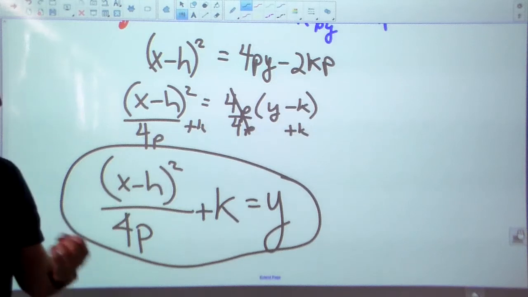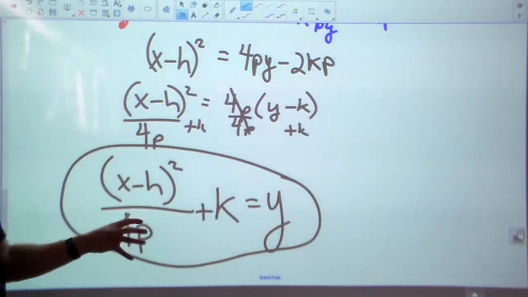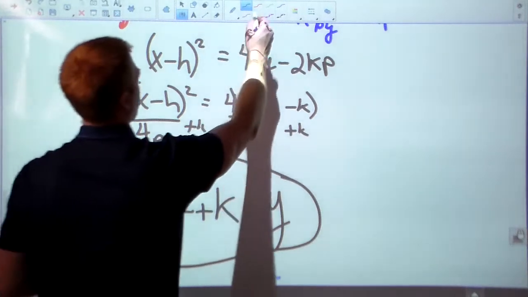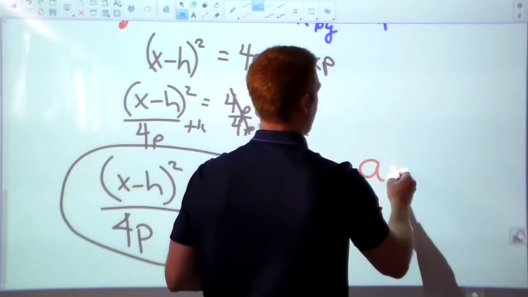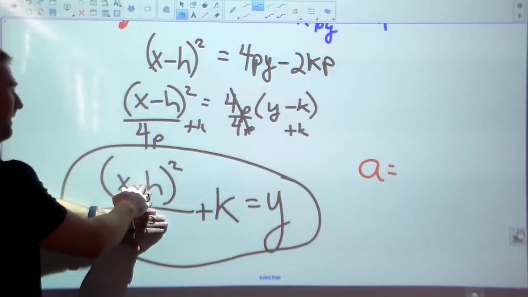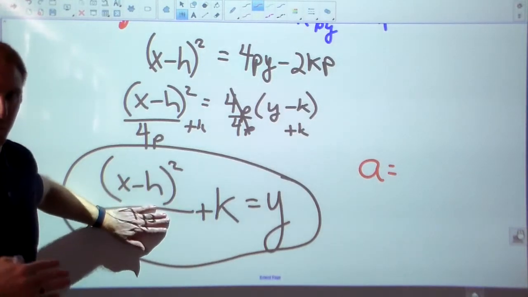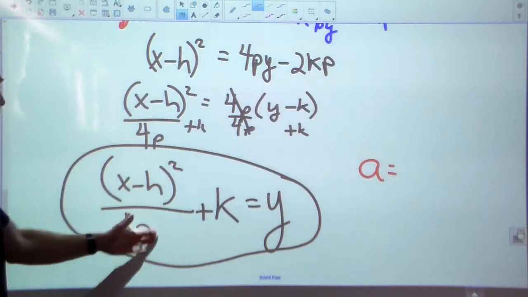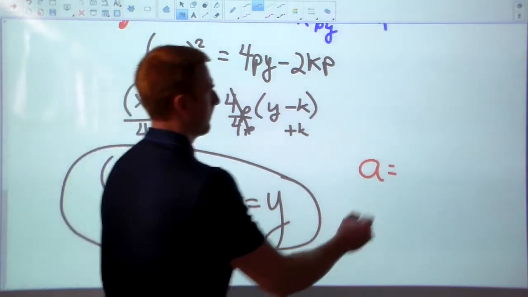h, k, again, is your vertex. p is that opening pattern we messed around with earlier in the year. If you want to compare it back to a, because before we just defined it as a times (x minus h) squared plus k, we actually did that formally earlier in the year. So if you want to think about what a is, the value out in front, it's 1 over 4p.